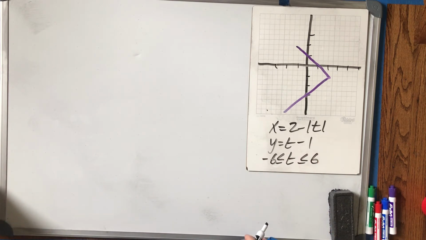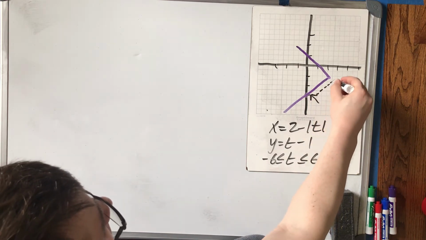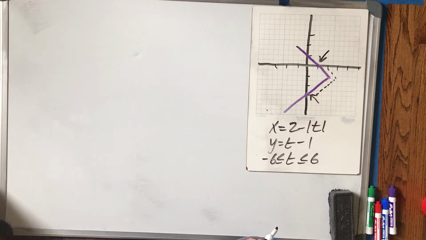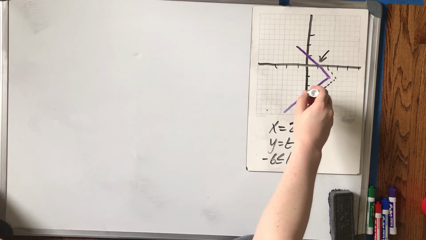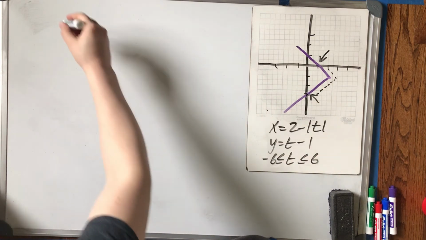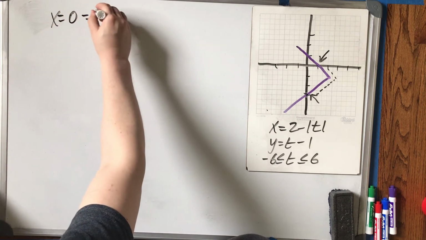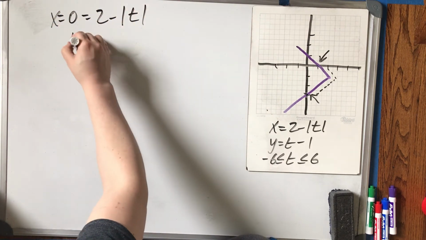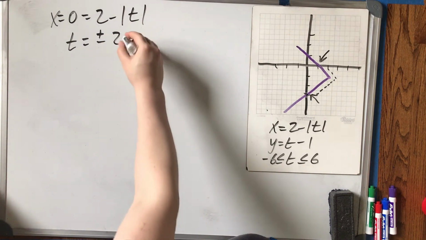We want to find the values of t that put us in the fourth quadrant. So we care about what's going on right here all the way until right here. So let's think about this for a second. What do we know about this point right here? At this point, we are pretty positive that the x value is 0, right? So if I set x equal to 0 and solve this equation, I'm going to get that t is either positive or negative 2. So what I need to do is figure out which one is which.